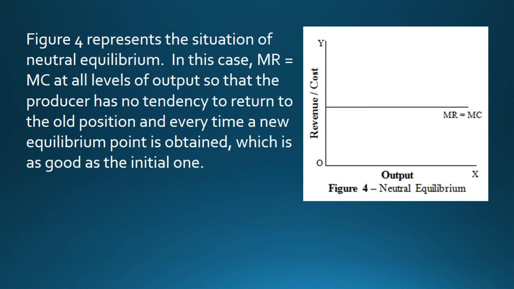Figure 4 represents the situation of neutral equilibrium. In this case, MR equals MC at all levels of output so that the producer has no tendency to return to the old position, and every time a new equilibrium point is obtained, which is as good as the initial one.